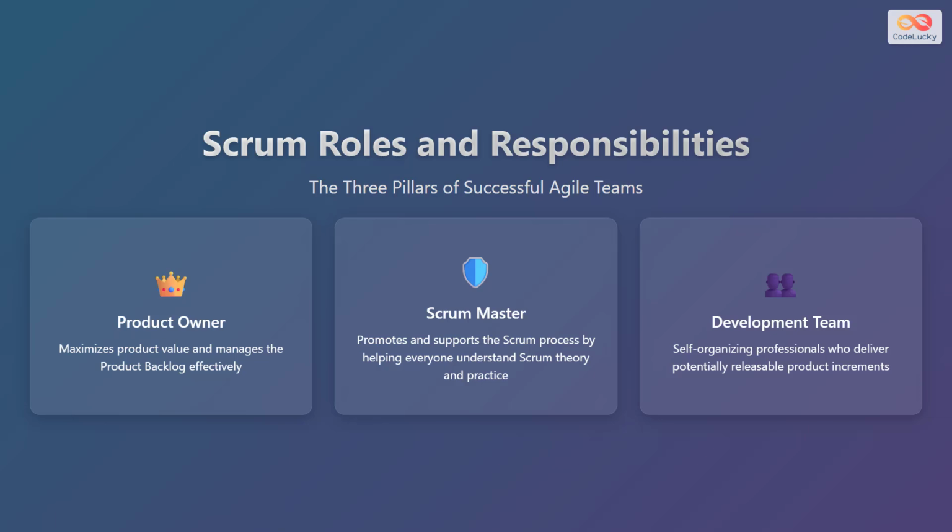In the world of Agile project management, the Scrum framework defines specific roles, each with unique responsibilities that contribute to the success of the team. The effectiveness of Scrum teams relies on three primary roles: the product owner, the Scrum Master, and the development team. Now, let's understand the core responsibilities of each role and how they collaborate to deliver value. The three pillars of successful Agile teams are described in this slide.